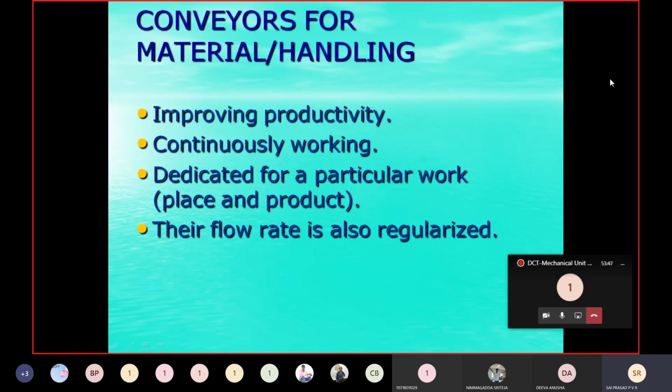And suppose you are going to use coal, so it all depends upon the nature of the material: its volatility, its density, its shape, etc., will come into the picture. Then the flow rate is also regulated. So by reducing or increasing the RPM of the pulley, we can control the mass flow rate.